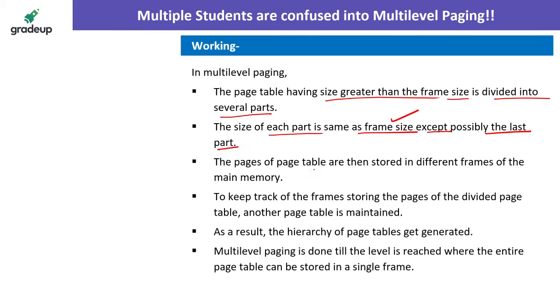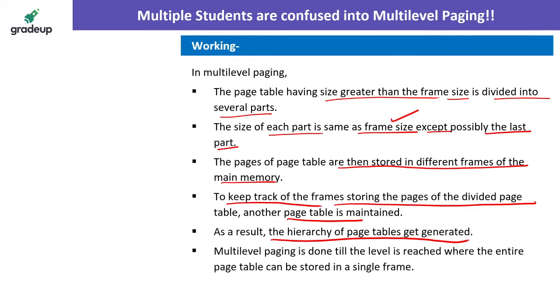The pages of the page table are then stored in different frames of main memory, and to keep track of these frames we have another page table, and that is the reason we say a hierarchy of page tables will be created. And we will do this multi-level paging till we get the level where the entire page table can fit in a single frame. Until it fits in a single frame, we will keep on dividing it.